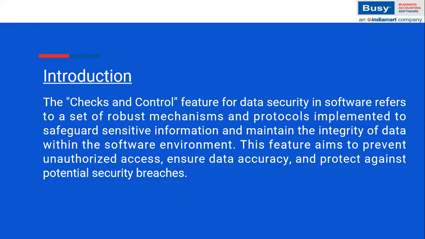Introduction about checks and controls. Checks and control features for data security in software refer to a set of robust mechanisms and protocols implemented to safeguard sensitive information and maintain the integrity of the data within the software environment. These features aim to prevent unauthorized access, secure data accuracy, and protect against potential security breaches. So this is the introduction about checks and controls.